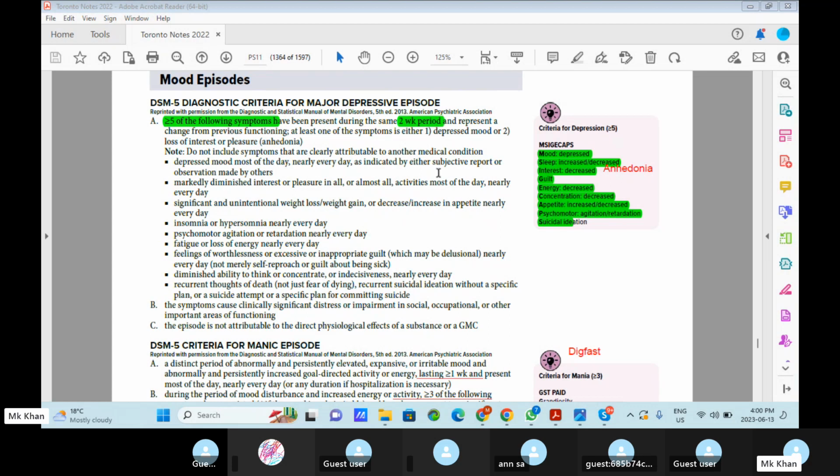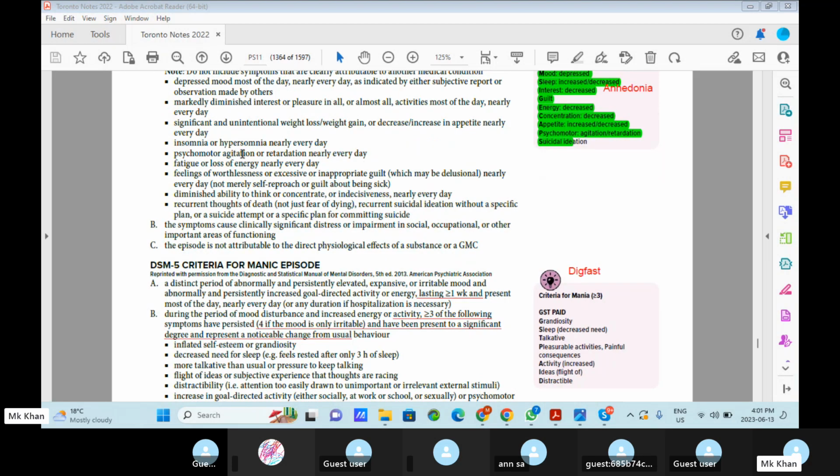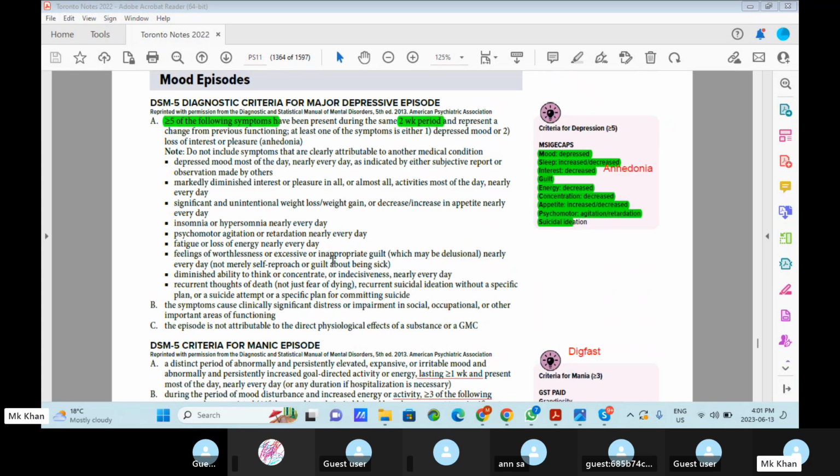So the first two, depressed mood or loss of interest, should be present, and then the other ones that we have studied. So depressed mood, markedly diminished interest, significant weight loss or weight gain, either can be present. Insomnia or hypersomnia, either one. Then psychomotor agitation or retardation, fatigue, feelings of worthlessness, and recurrent thoughts of death, fear of dying, suicidal ideation. All these symptoms could be present, so any 5 of these.